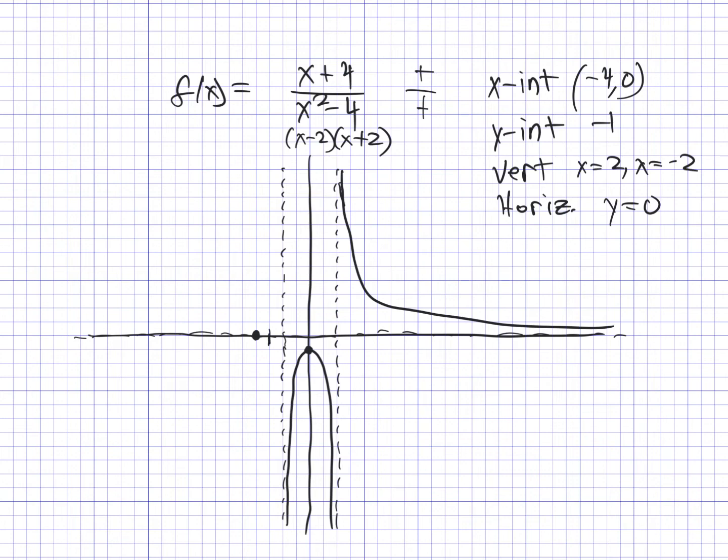How about we plug in negative 3? Negative 3 plus 4 is 1. Negative 3 squared is 9 minus 4 is 5. So at negative 3, we're at 1/5. And then you should plug in negative 5. I'll go ahead and do that. Negative 5 plus 4 is negative 1, and 25 minus 4 is 21. That's negative. So something's happened here. It must do this.